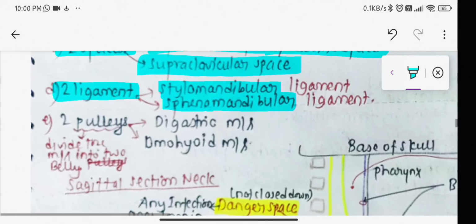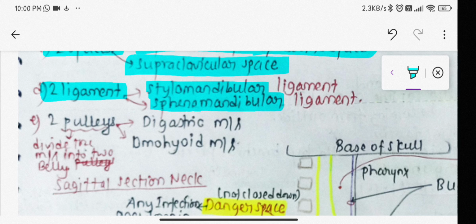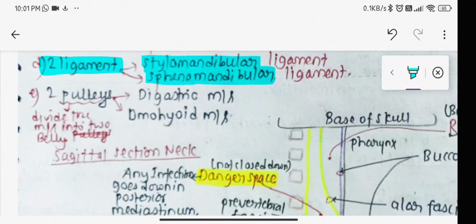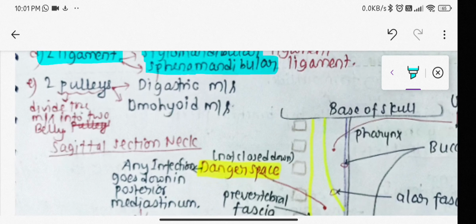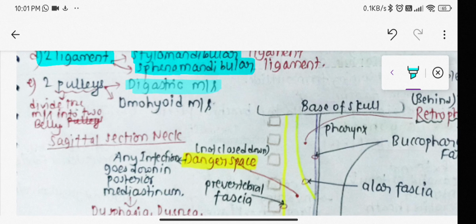Okay, so we have muscles that have two bellies, and at the center they have a pulley. So there is an anterior belly, posterior belly, superior belly, and inferior belly. First we have the digastric muscle and the omohyoid muscle. Okay, digastric muscle and omohyoid muscle. The fascia will form that pulley and divide the muscle into two corresponding bellies. So the two important muscles are the digastric muscle and omohyoid muscle. These are important muscles that form the boundaries in the case of the triangles of the neck. Okay, so these are important.